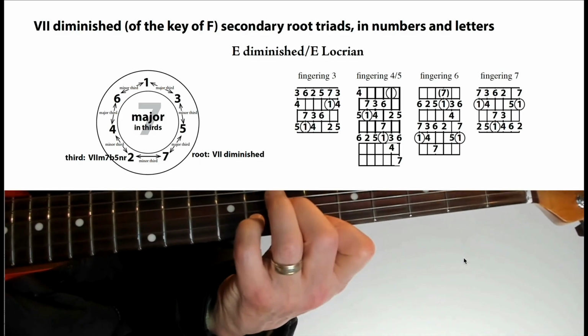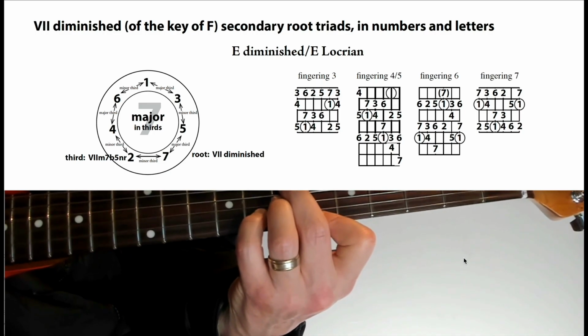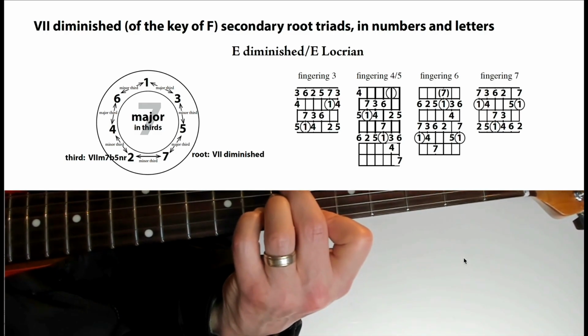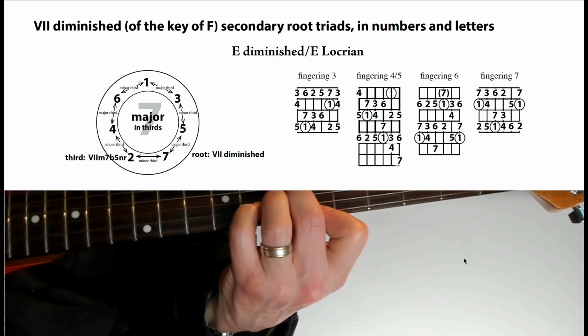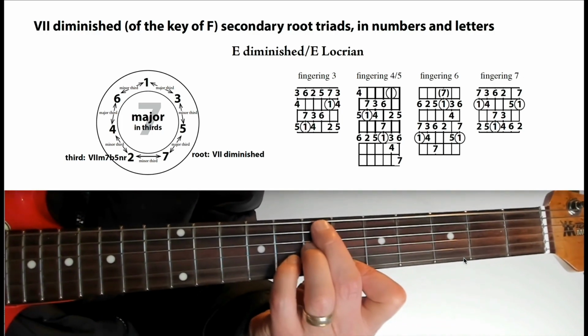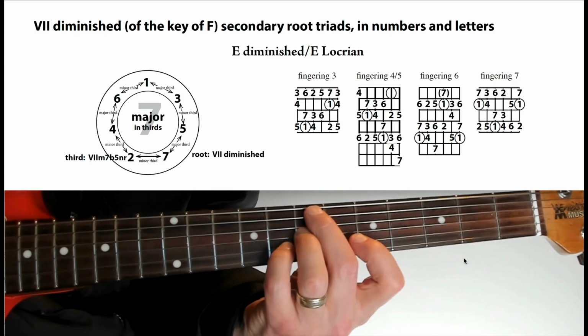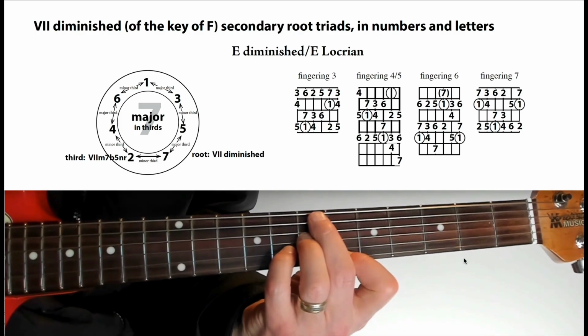Well, that one works actually. G minor, and add the E in the bass here, and you have E minor 7 flat 5 in E. That's the root, flat third, flat 5th, flat 7th, E minor 7 flat 5.